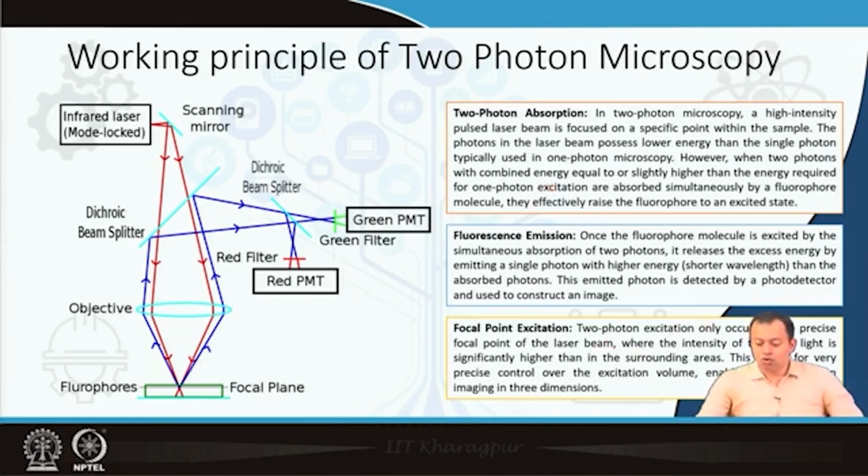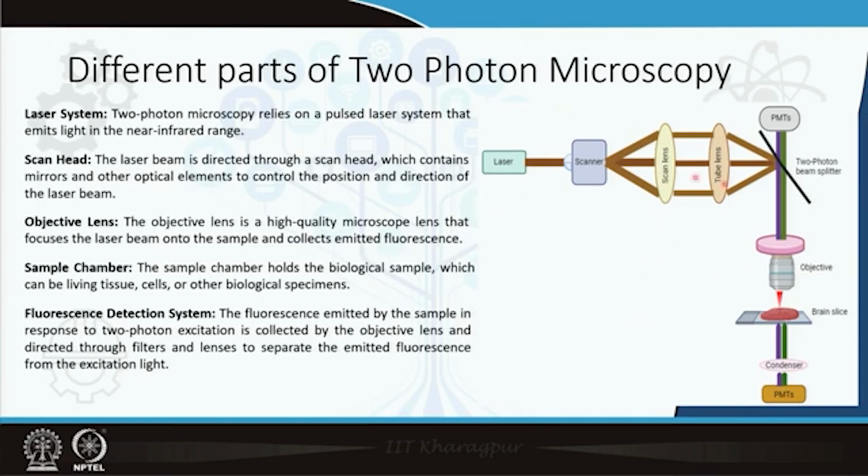Two photon excitation only occurs at the precise focal point of the laser beam, where the intensity of the laser light is significantly higher than the surrounding area. This allows for very precise control over the excitation volume. So here is your brain slice, though you can do two photon microscopy in live mice as well. You have a laser system, a two photon microscope relies on a pulse laser system. You either send pulses, photon 1, photon 2 simultaneously, two photons together, or a slightly different gap between two photons.